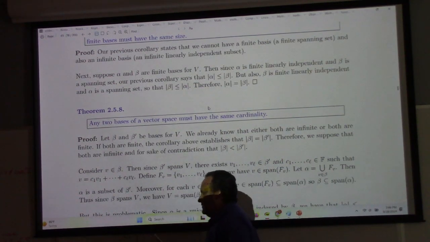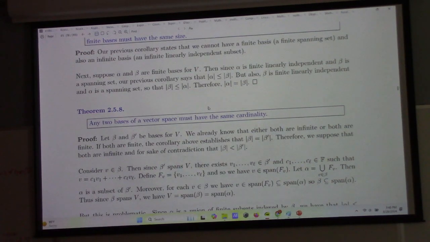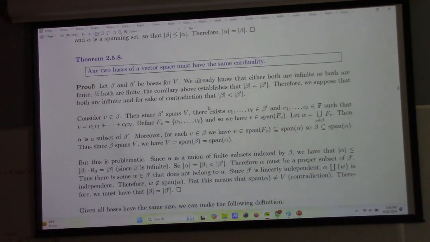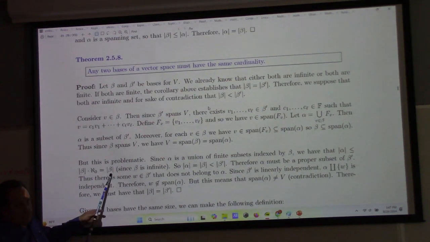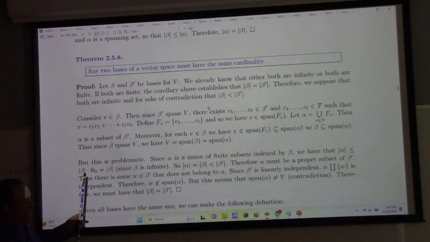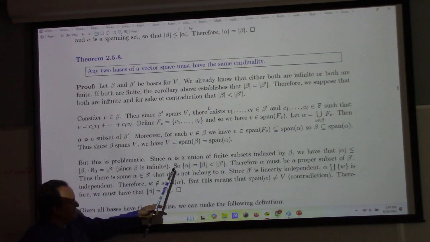But this is problematic. Since alpha is a union of finite subsets indexed by beta, we have the cardinality of alpha is less than or equal to beta times aleph naught. So if you have an infinite cardinal and you multiply it by countable infinity, you get back the same infinite cardinal. This is the part I said you need to go ask Dr. Sprano about. All right, so then that means that this is true.